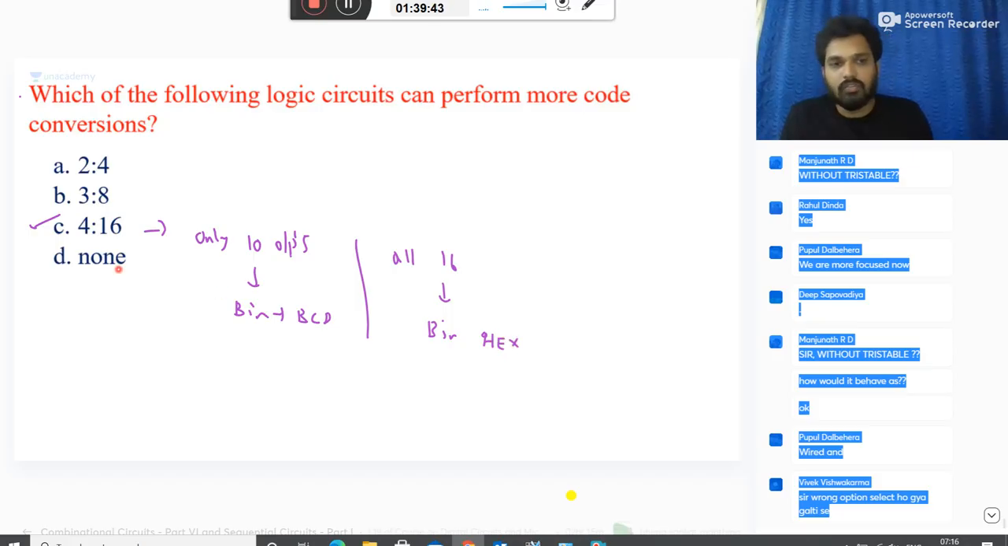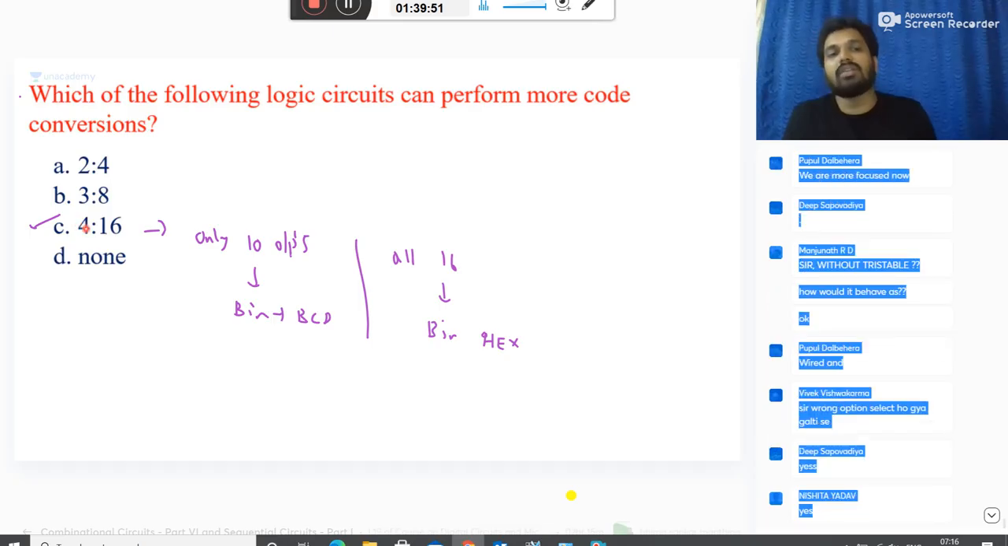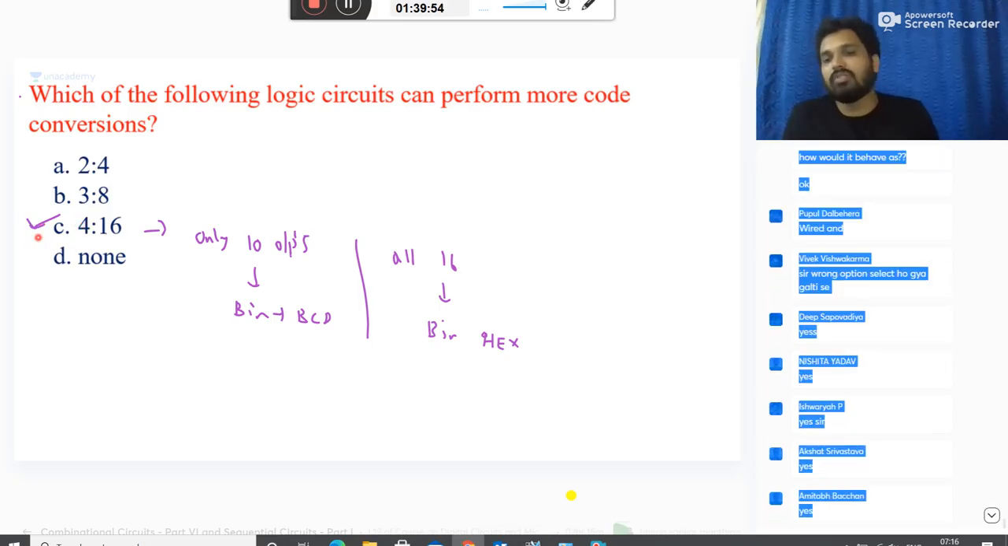Or the 4 by 16 can be used as 3 by 8 and 2 by 4 also. Yes or no? Out of the 4 inputs, you select only 3, or you select only 2. That is, if you have more size, definitely more conversions are possible among them. So the right answer is 4 by 16. It does not require much explanation, I think.